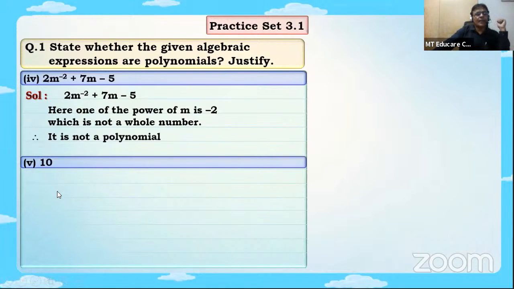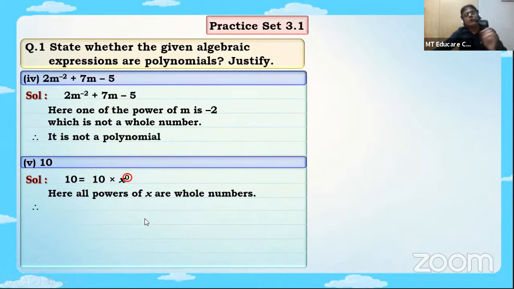Take 1 minute, write the next one. Solution I have written for you all. You just need to write the steps. One more step I will do for you all. 10x I have written. Now 10x is not having the variable, so I cannot leave it as is. I will write 10x raised to 0. If I write x raised to 0, I am not changing the question. The question remains the same. But if I write 10x, I am changing the question. Now 0: whether 0 is a whole number? Yes. Therefore, here all the powers of variable x are whole numbers. Therefore, it is a polynomial.